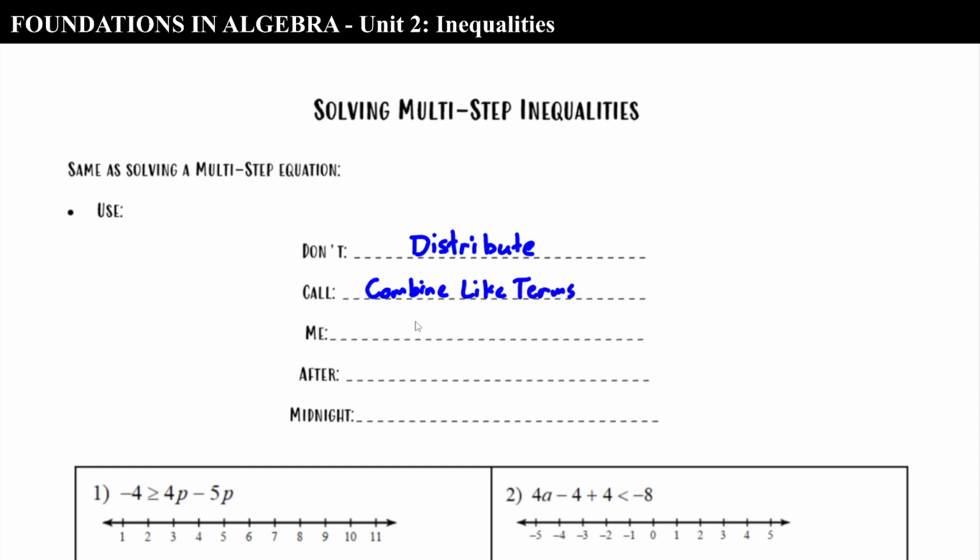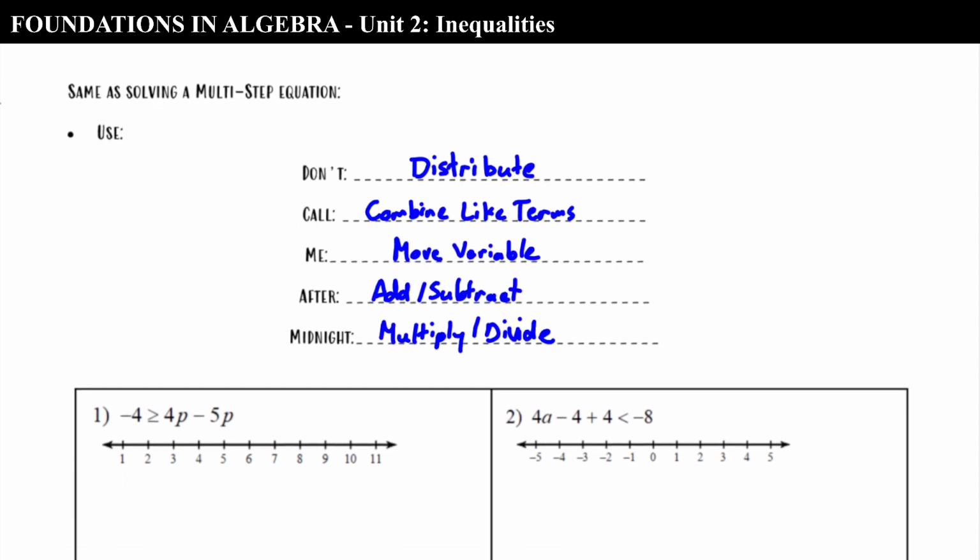And then you're going to move the variable, get the variable onto one side, preferably the left side, so we don't have to worry about doing that flip later on. And then after is add and subtract, and then midnight stands for multiply and divide. So now that we have reminded you about the steps that we use to do multi-step equations, let's solve multi-step inequalities using this method.